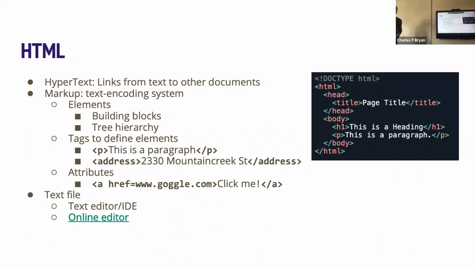So if I write a paragraph, with a markup language, I'm going to state, this is a paragraph. Here is the context. If I write text that has the characters 2330 Mountain Creek Street, you, as humans, see that as, oh, that's probably a street address. But with a markup language, I'm going to define, this is an address. So how does HTML do that?